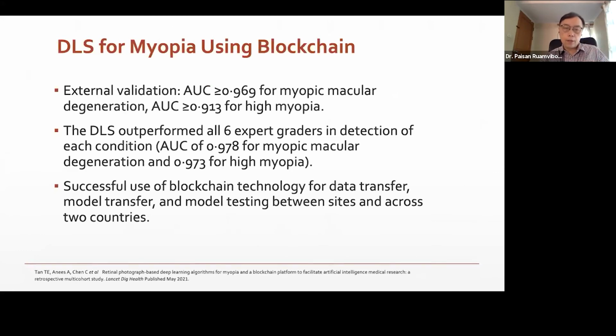For the external validation, they found the AI to have an AUC of more than 0.97 for detecting myopic macular degeneration, and an AUC of more than 0.91 for high myopia. And when they compare against the 6 retinal experts, the deep learning system in this study outperformed all the experts. And they found that they can use the blockchain technology quite successfully in this study for data transfer, model transfer, and model testing across the sites between Singapore and China.